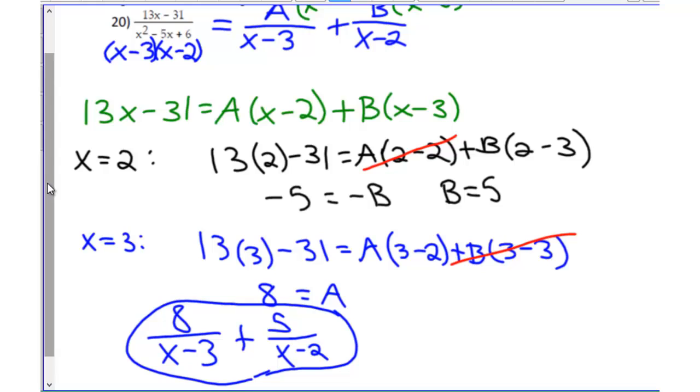You could check that by taking the original thing you have and putting it in y equals, and taking your answer and putting it in y equals, and they should be the exact same graph if you did it right. Because we're saying those things are equal.